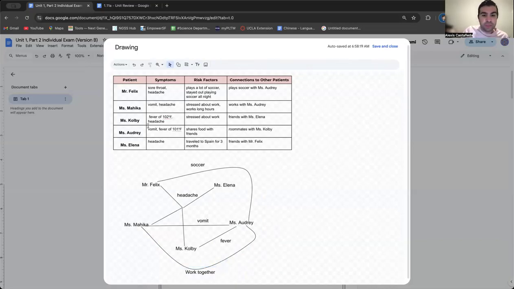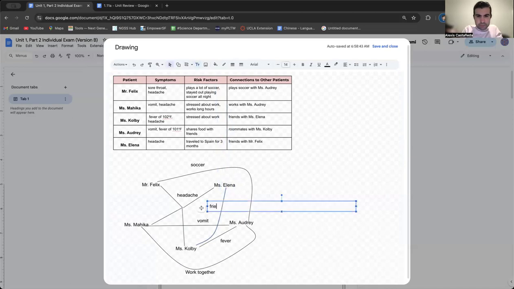Miss Colby is friends with Miss Elena, so let's put those lines together. Miss Colby to Miss Elena. They are friends. So here I'm going to put friends. All right. Then what else?